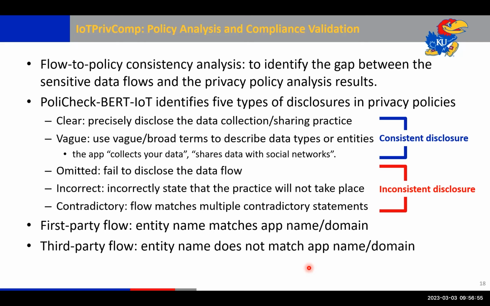So they are consistent but vague. The other disclosures are inconsistent when they fail to mention at all. The disclosure is omitted. They do not mention the practice at all, but they are capturing data. They are not declaring it. It could be incorrect, where they incorrectly state that they are not doing the practice when they are doing it. Contradictory disclosure is when the practice matches multiple statements in the privacy policy, but those statements contradict each other. One statement says somewhere we do not do such practice, and then later on it says we do a certain practice.